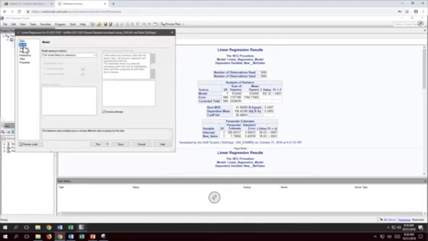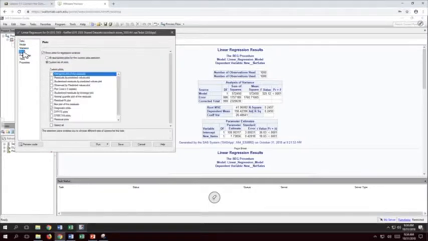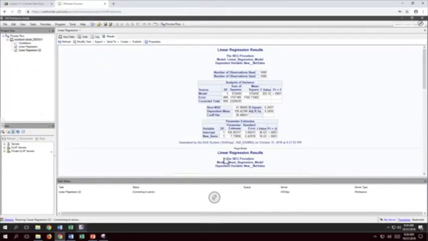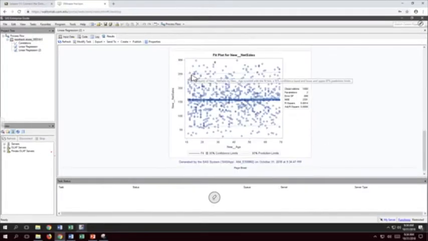Everything else is going to stay the same. We're not going to change the model. We're still going to get our plot so we can look at it. Go ahead and click run. Now what do you think about doing age? And I thought it was a good idea.